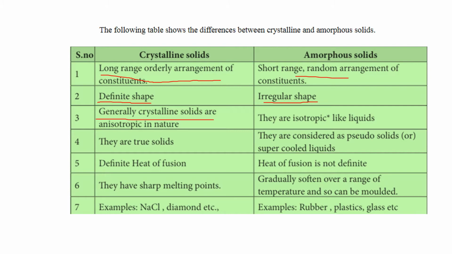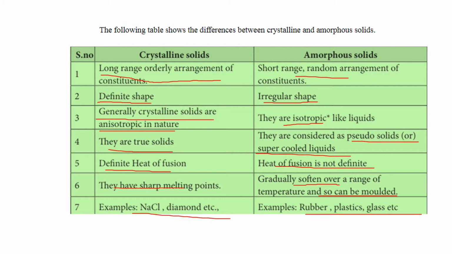Generally, crystalline solids are anisotropic in nature and amorphous solids are isotropic in nature. Crystalline solids are true solids. Amorphous solids are considered pseudo solids or supercooled liquids. Crystalline solids have a definite heat of fusion, and for amorphous solids the heat of fusion is not definite. Crystalline solids have a sharp melting point, while amorphous solids gradually soften over a range of temperature and so can be molded. Examples of crystalline solids are NaCl and diamond, and examples of amorphous solids are rubber, plastic, glass, etc.